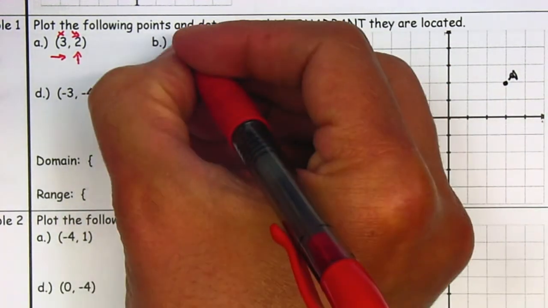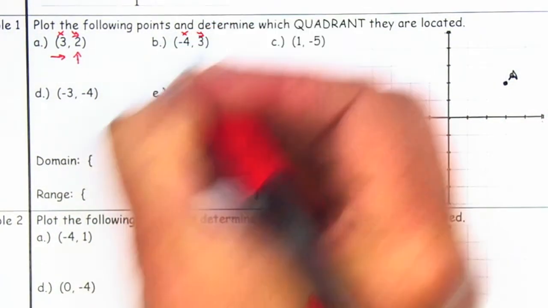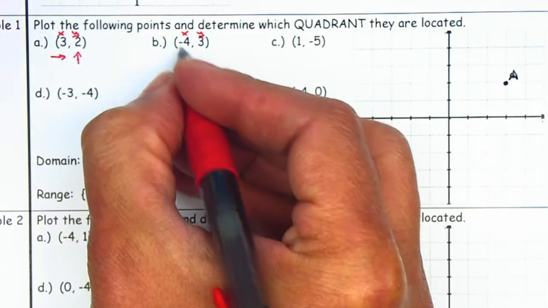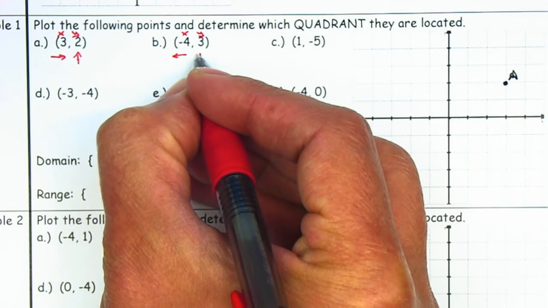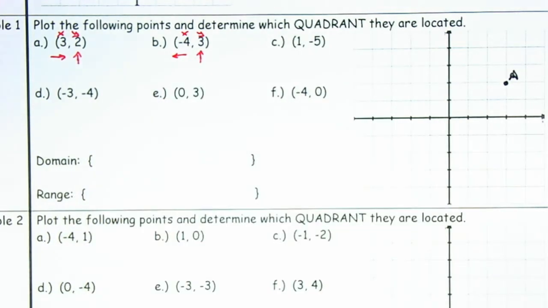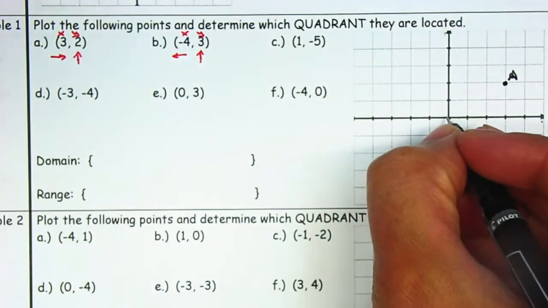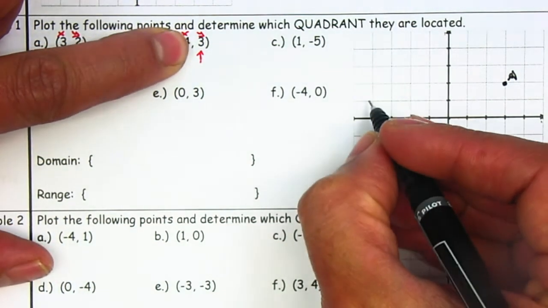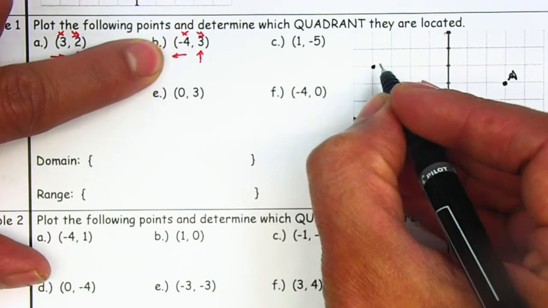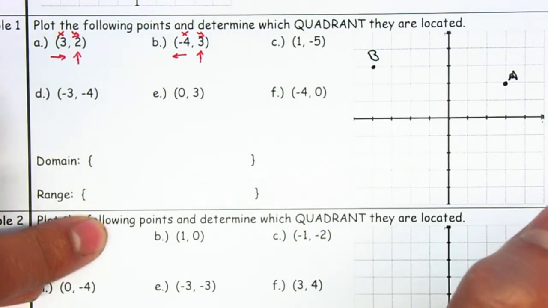Now, letter B, X and Y. It's a negative 4. That means we're going to go to the left 4. This is positive 3. That means we're going to go up 3. So you're going to start at the origin. So you're going left 1, 2, 3, 4. And then you're going to go up 3, 1, 2, 3. And that'll be the point B.